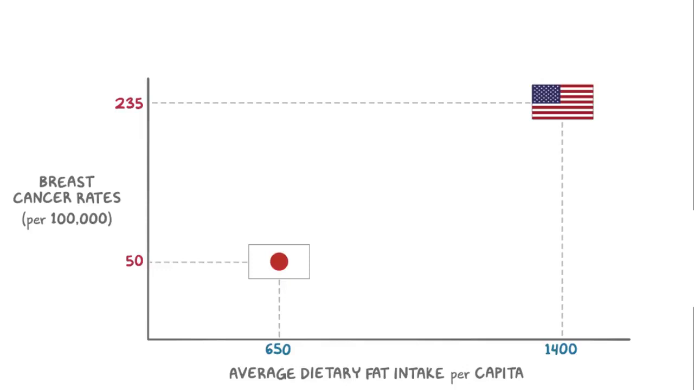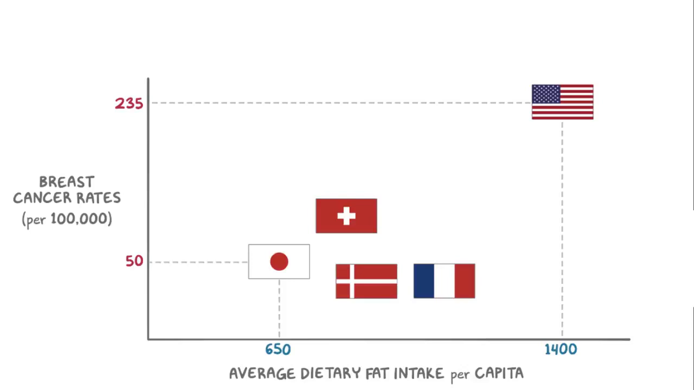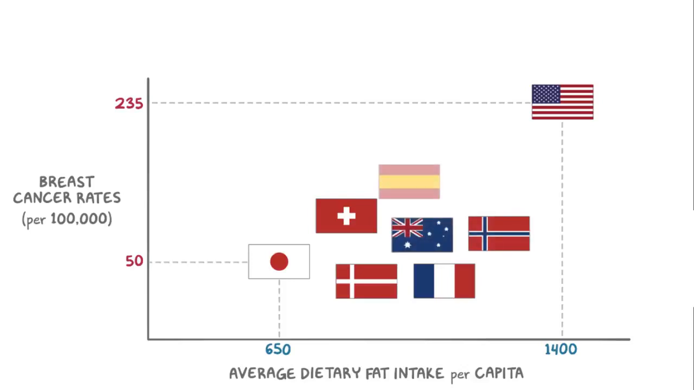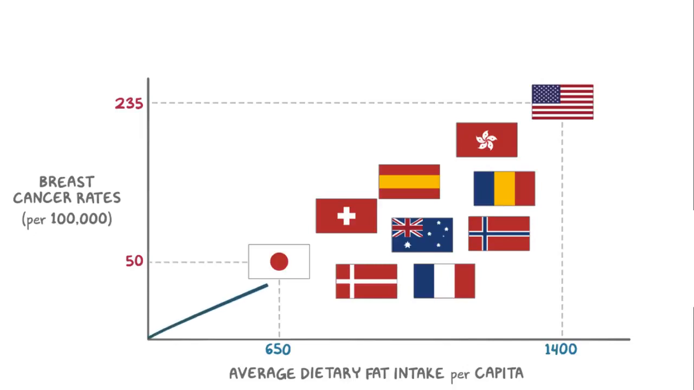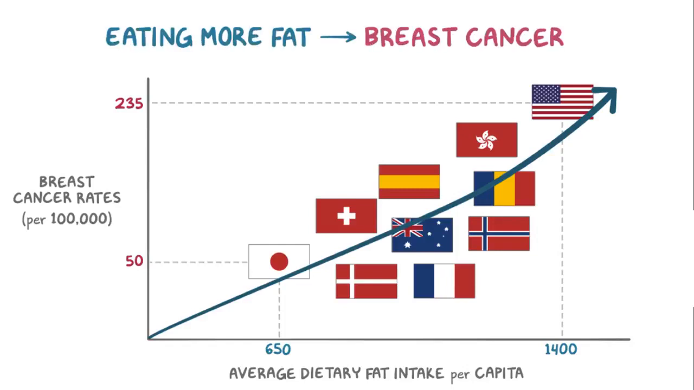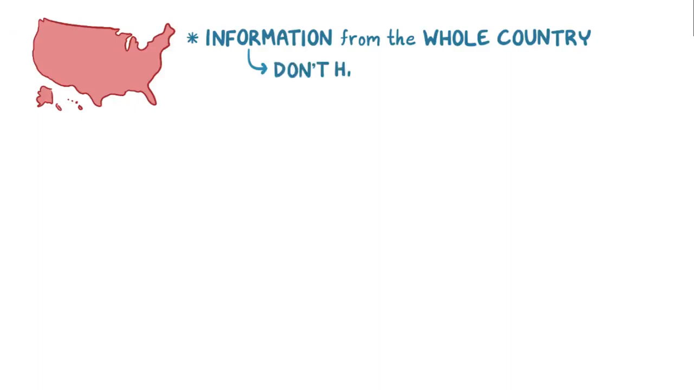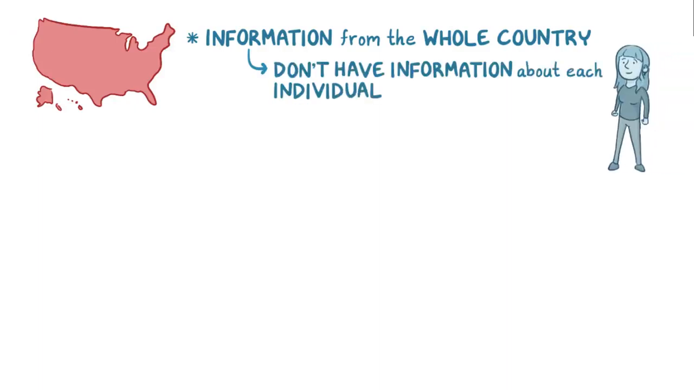The rest of the countries, Switzerland, Denmark, France, Norway, Australia, Spain, Hong Kong, and Romania, have an average fat intake and breast cancer rates somewhere between Japan and the US. Generally, we can see that the more fat a country consumes, the higher the rate of breast cancer is for that country. And at this point, we might conclude that eating more fat leads to breast cancer. The problem with this conclusion is that we only have information from the whole country, and we don't have information about each individual within that country.